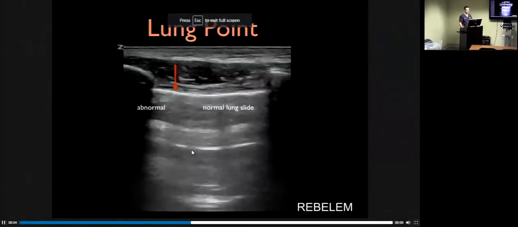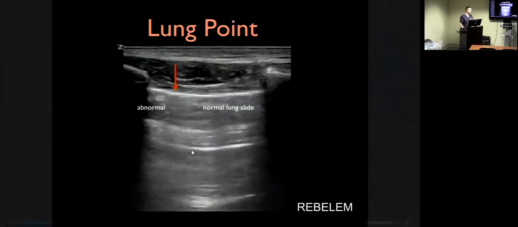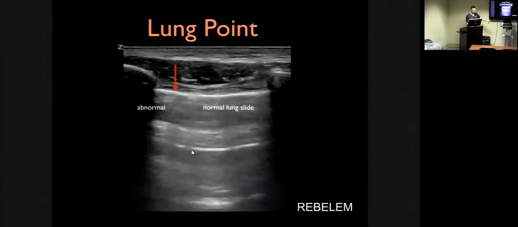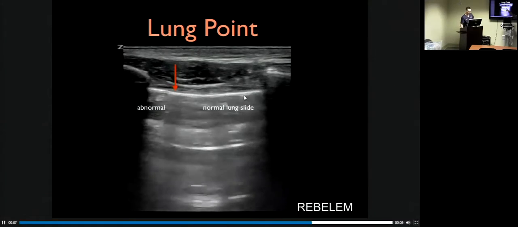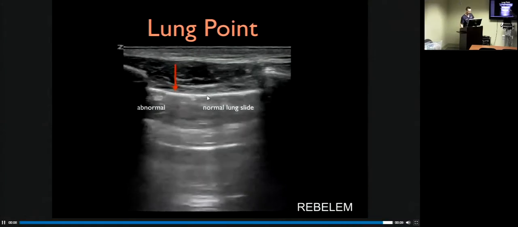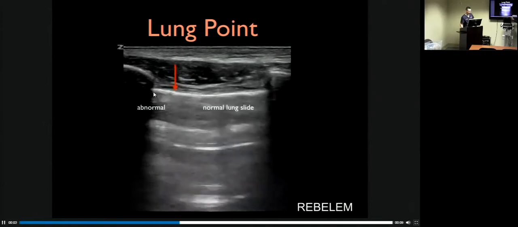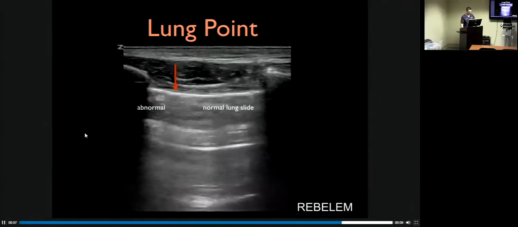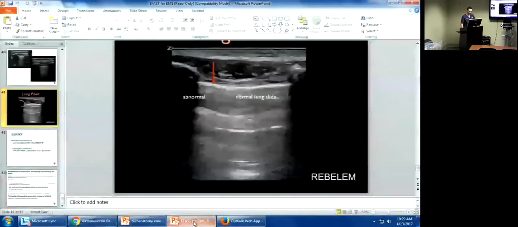So again, when they have a pneumothorax, it doesn't mean the entire lung is collapsed off the chest wall. You can see where there's normal lung right through here. That's all shimmering, all the way through here. And then this section right over here, there's really no shimmering at all. So that'd be a pneumothorax.